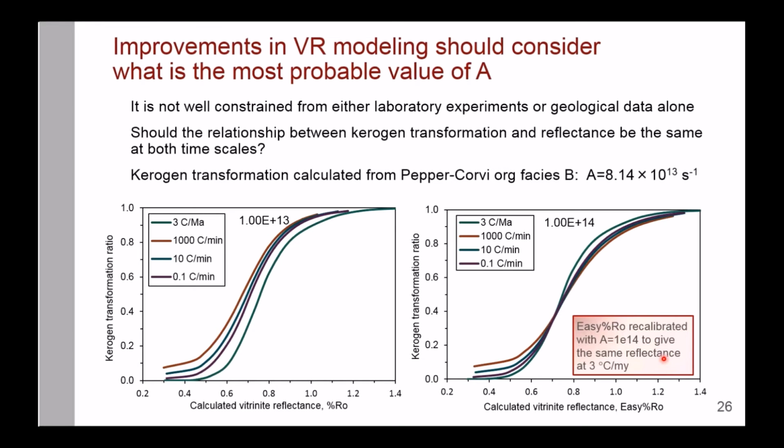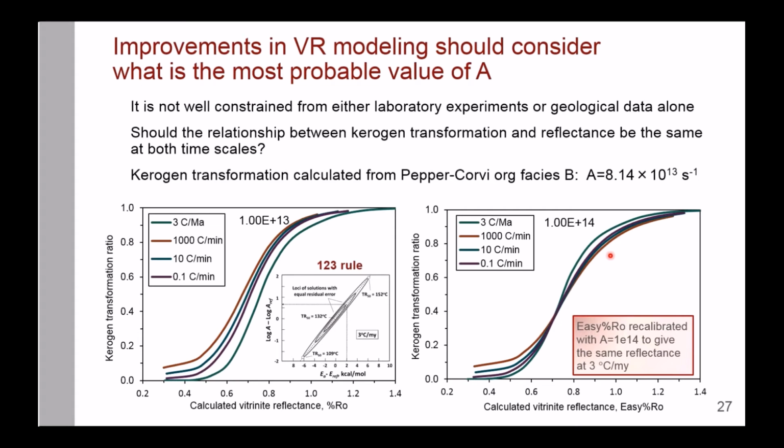So that's a fundamental question that people need to think about: do you believe that the kerogen transformation in the laboratory, in these various simulations, hydrous pyrolysis, confined pyrolysis, whatever, is the same, that reflectance as a function of transformation is the same in those laboratory experiments as in nature? This suggests that there is maybe about a 0.1% difference in that relationship if you use a frequency factor of 10 to the 13th. So I'm personally now more favoring a factor around 10 to the 14th, or maybe even a little higher.